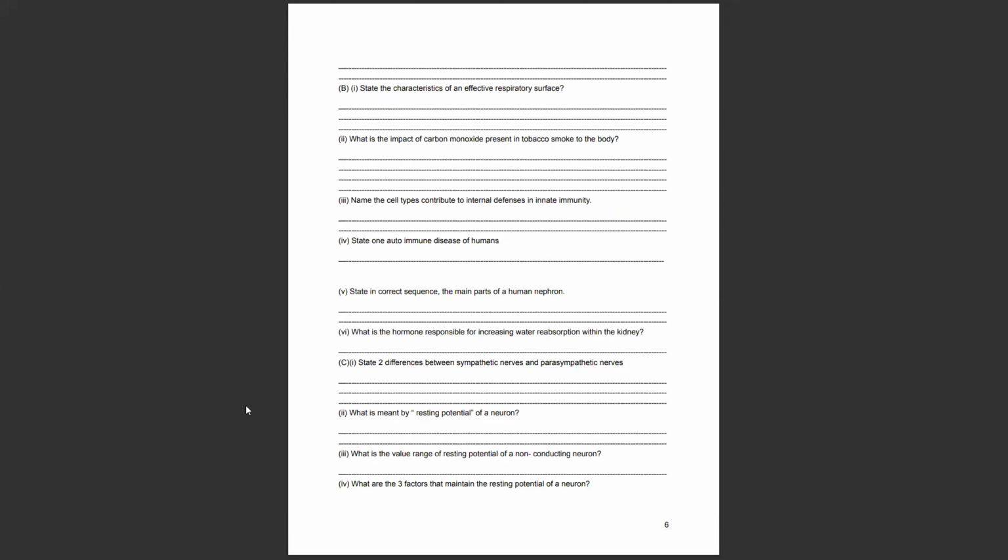What is meant by resting potential of a neuron? Resting potential. When a neuron is at rest, the membrane potential is called the resting potential.